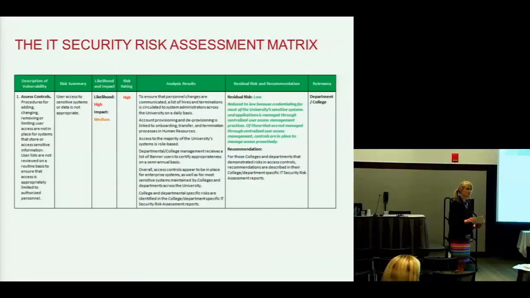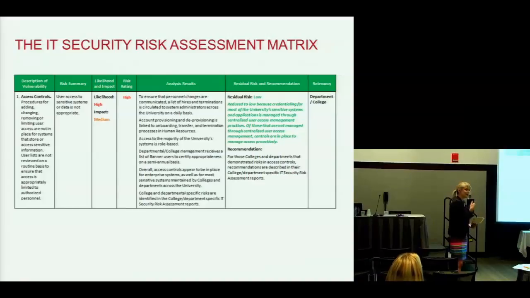What we did is we said, what's the inherent risk level associated with this? So not taking into account what controls UNC Charlotte has in place yet, but just thinking about untreated, what's the risk level? We then documented our analysis results, and based on those analysis results, we said, what's the residual risk? How well is UNC Charlotte dealing with this risk area? So here we had a residual risk level of low, and explained why.